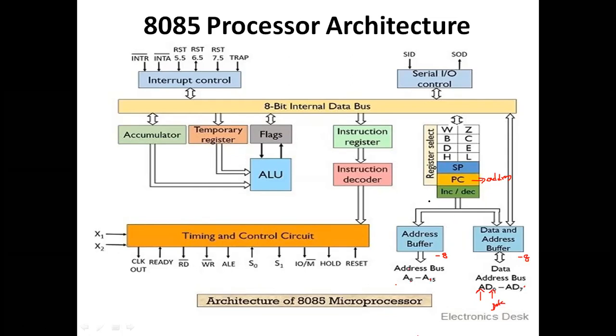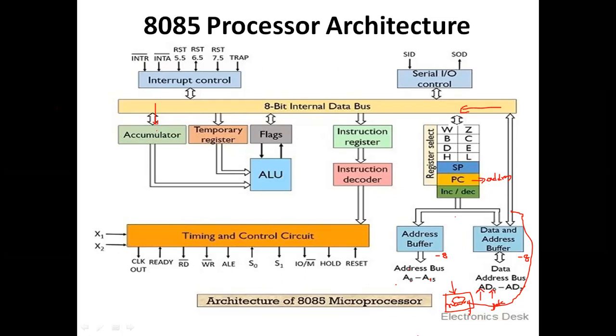The CPU is going to send the address to the address bus and this address is going to be fetched in the memory. After fetching that address in the memory, the data which resides in that particular address is going to be sent to the data bus. From the data bus, we are going to store the data in the accumulator. So this is how it works.